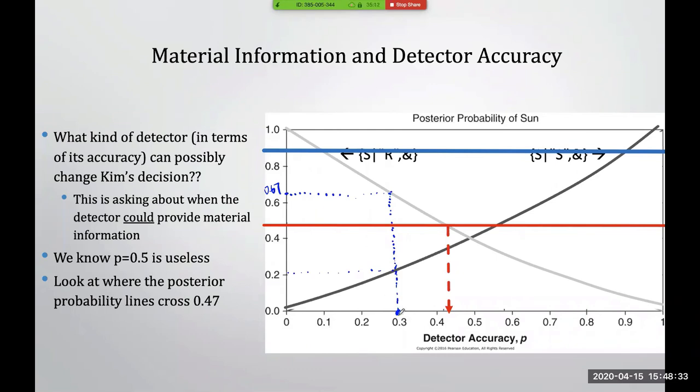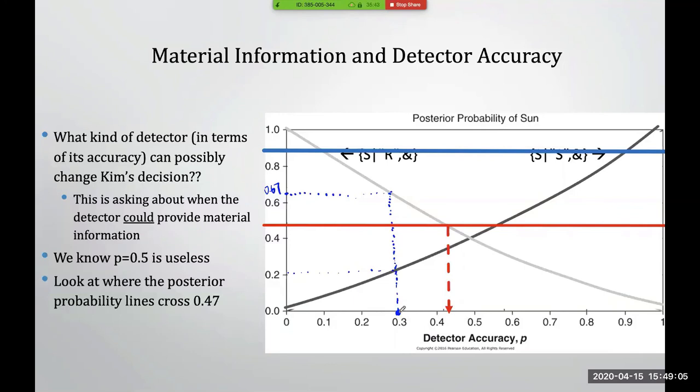So a rain detector with 0.3 accuracy can potentially change Kim's decision to a porch party when it sends out a message that the day is going to be rainy. It's like telling the opposite, okay? So that is why a detector with accuracy of 0.3 can also give material information.